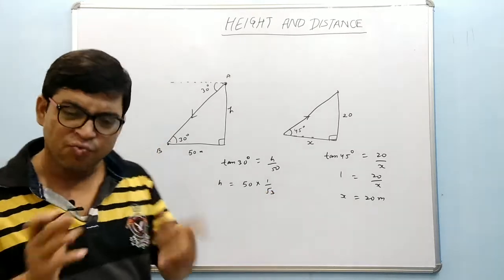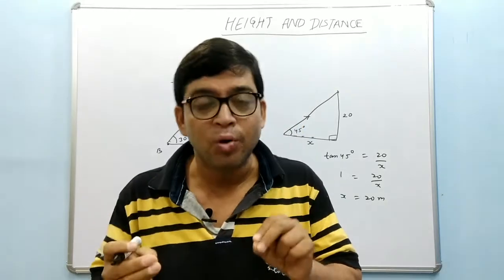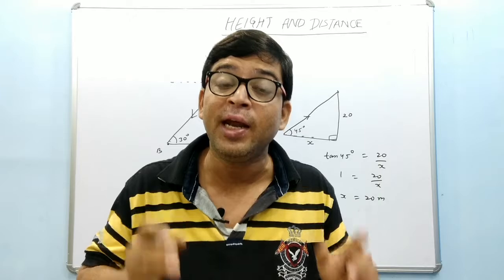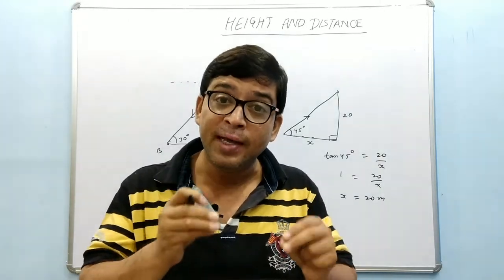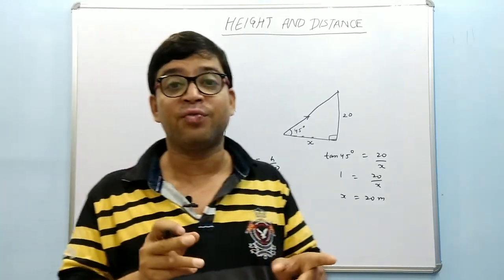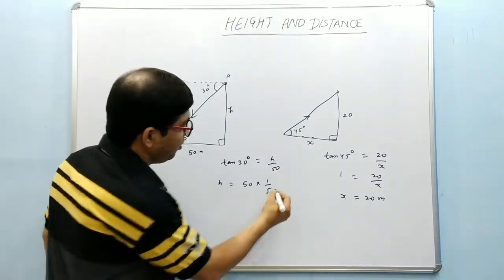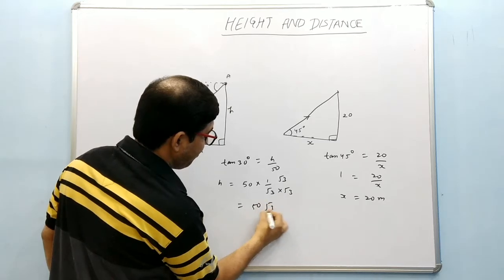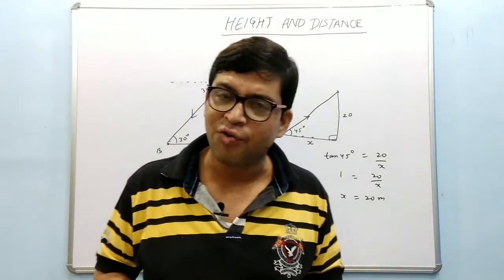This one important thing I am telling you: never try to put the value of the root things in the denominator. Why? Because that will complicate your calculation. So better get rid of the root things in the denominator. How? By rationalizing. You just rationalize. What will you get? 50 root 3 by 3. Now you put the value of root and go for simplification.